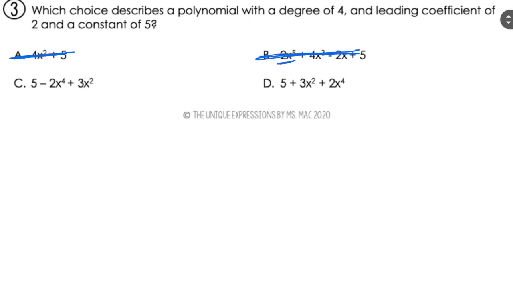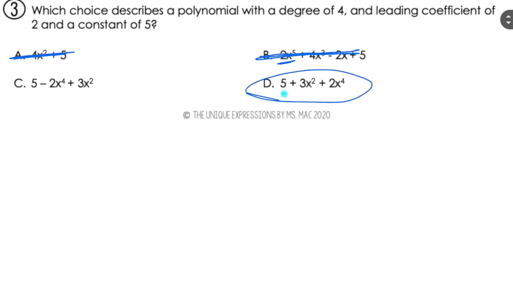Choice C, we do have a degree of 4, and choice D, we also have a degree of 4 as well. So let's go into the next part of the criteria that we need to meet. So it needs to have a leading coefficient of 2. So let's go back to choice C. The leading coefficient is actually negative 2 here because it's attached to the variable that has the degree of 4. So that's not going to work because we need a leading coefficient of 2. Let's look at choice D. As you can see here, we have a leading coefficient of 2, a degree of 4, and a constant of 5, which makes D our answer.